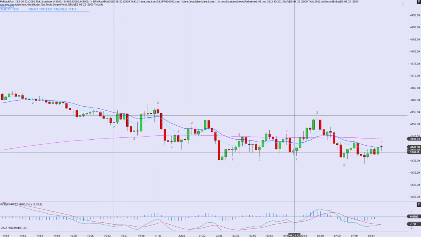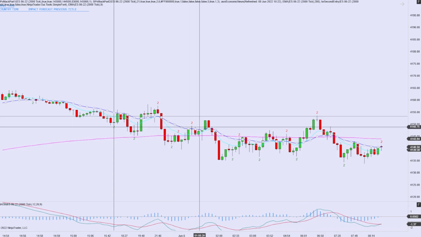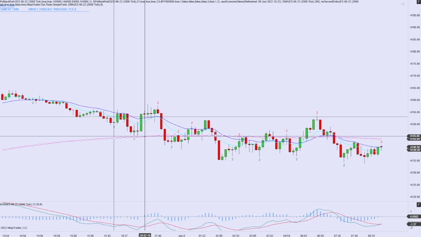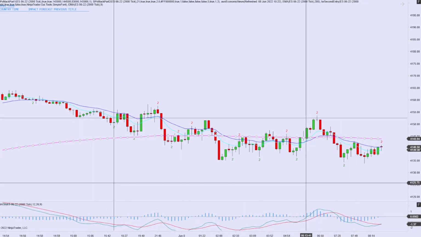We're looking at a 2000 tick chart for the E-mini S&P 500 futures market. We've got a 21 EMA here in blue, 9 EMA here in cyan, 200 EMA here in magenta, and a MACD indicator down here at the bottom. But we use technical analysis, price action, and overall market context in order to place our trades.